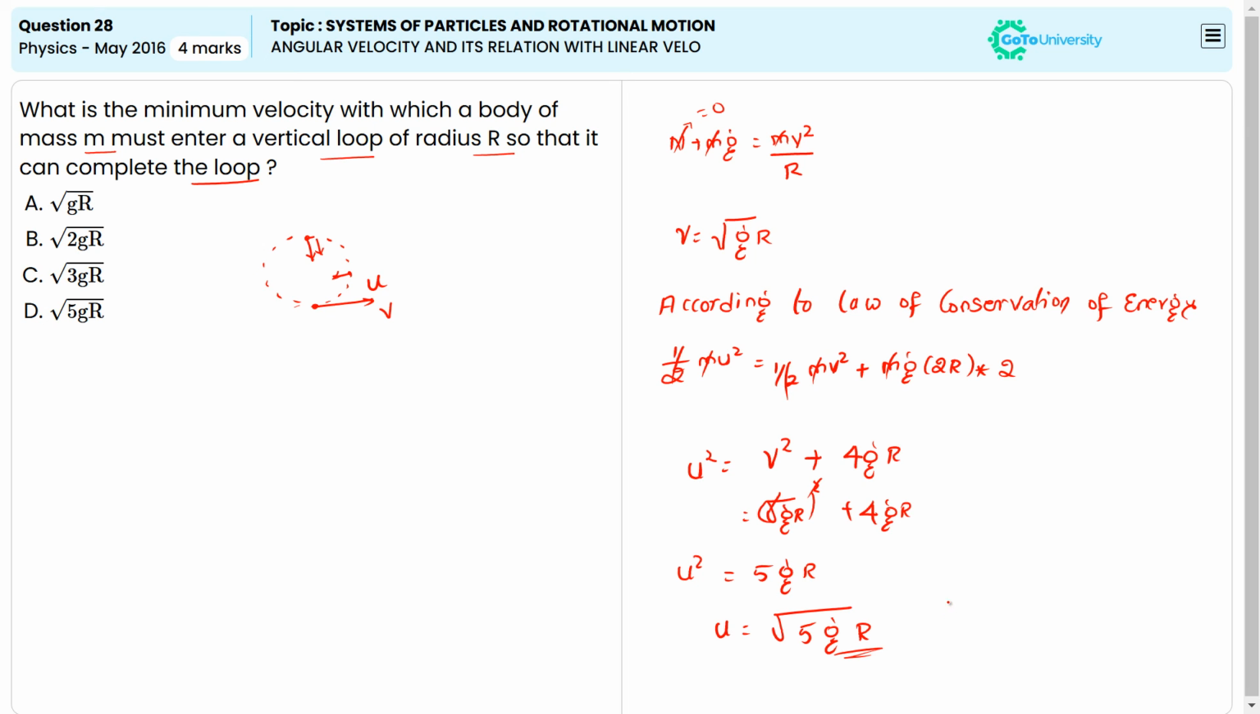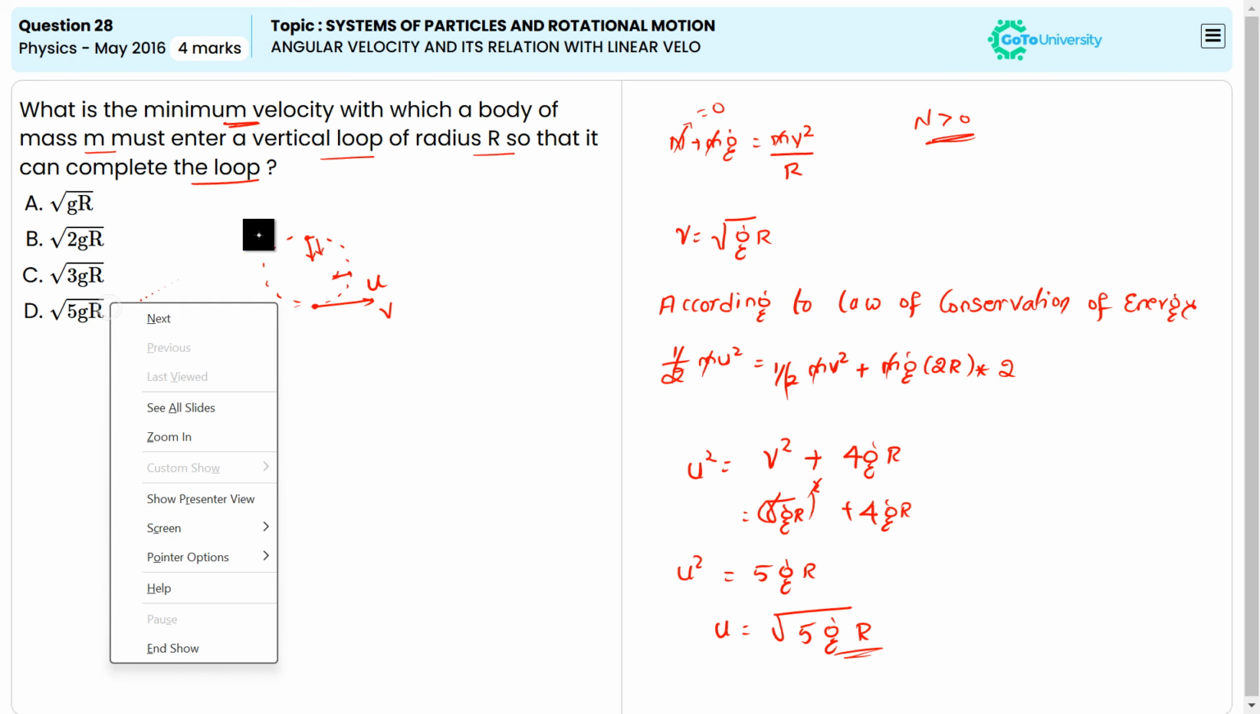It is the minimum. For example, if u is more, then v is greater than the square root of gr, and the normal force is not equal to 0. That means N is greater than 0. So for this condition, if it is the minimum velocity, then u is equal to the square root of 5gr, which is the right answer. Option D is the right answer.